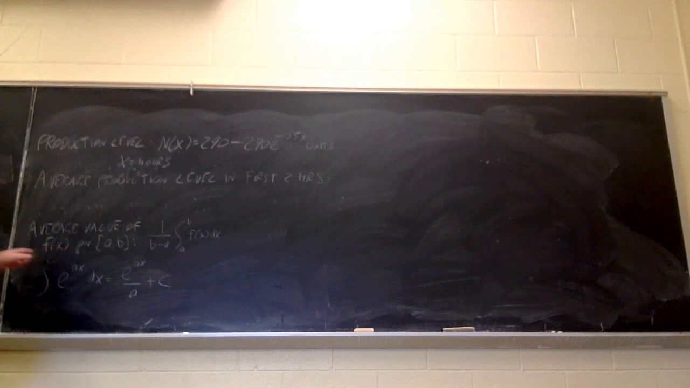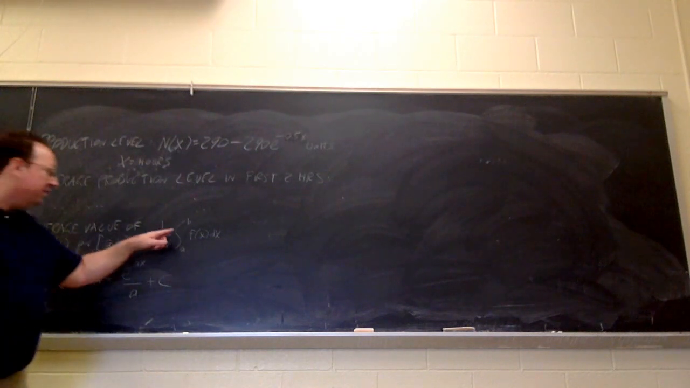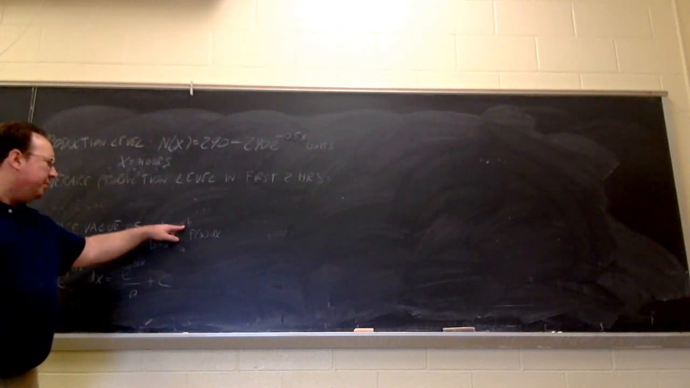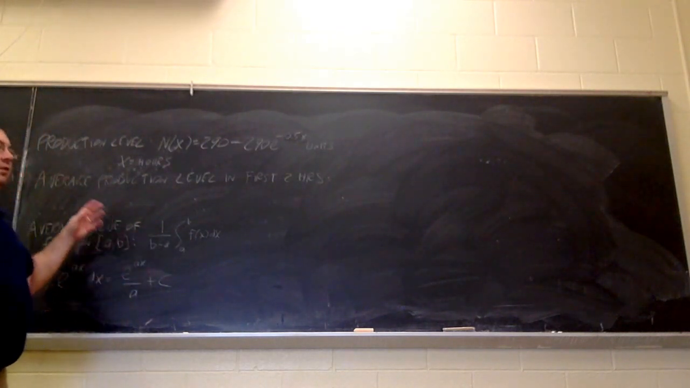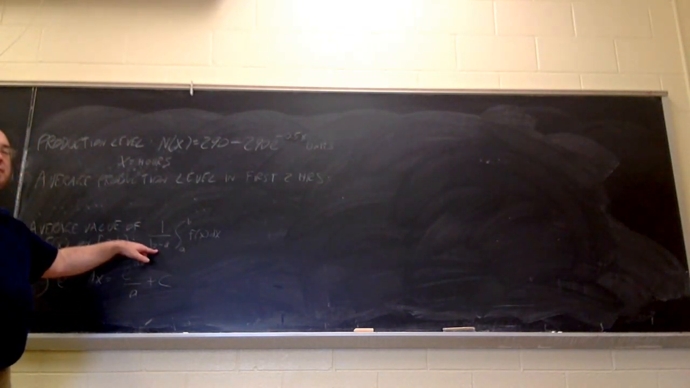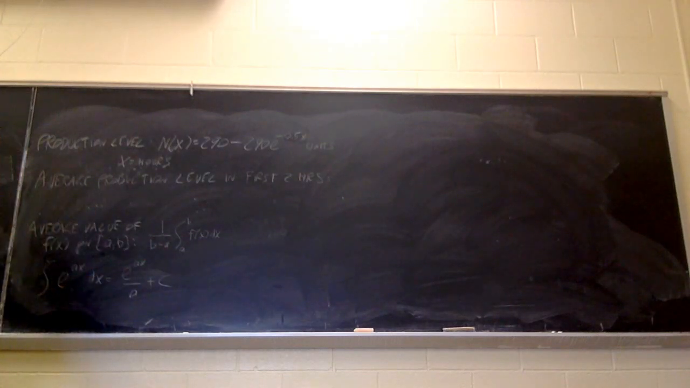First, the average value of a given function f of x over a given interval from x going from a to b is a definite integral from a to b, so those are the limits, of your function f of x. But once you compute that, then you have to remember to divide by b minus a, the length of the interval, to get the average.